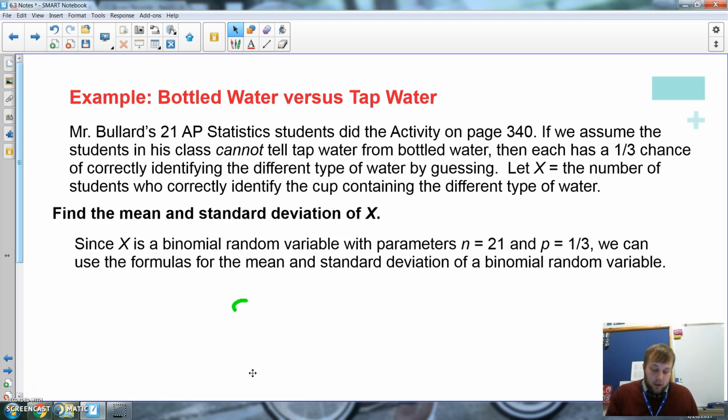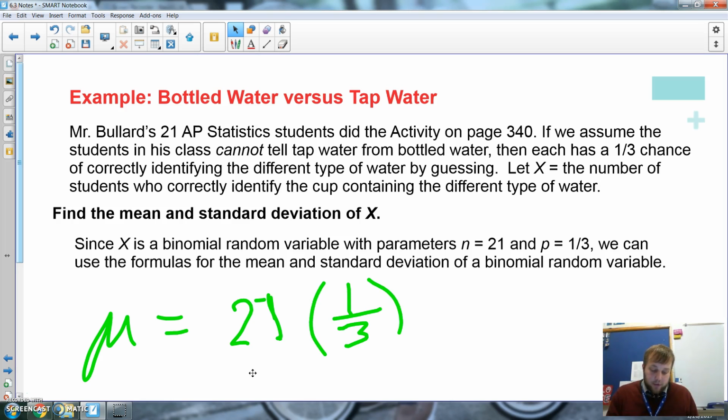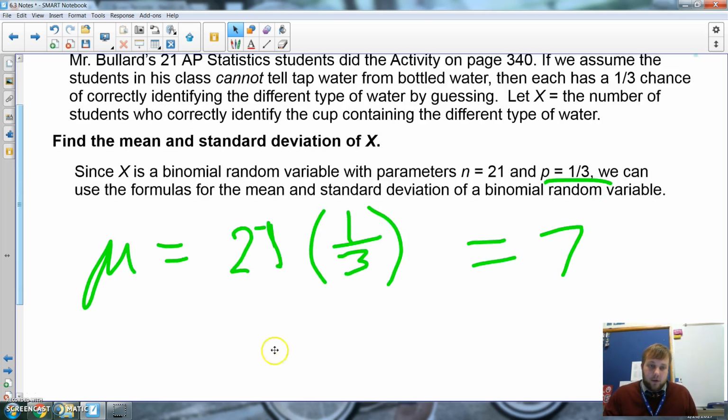I mean, you got 21. So the mean is, let's see, 21 times the probability. So what do you think a third of 21 is? What's a third of 21? 7. Okay? What's the standard deviation?